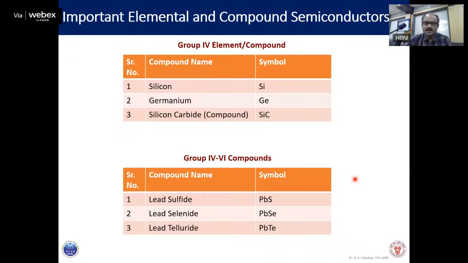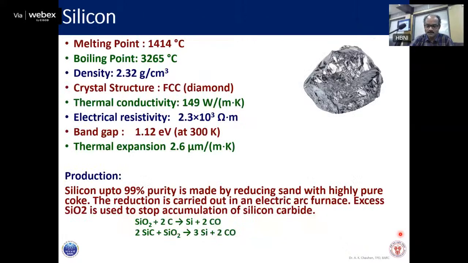So for the elemental and compound semiconductors, as we saw in the first few classes also, silicon and germanium are the most important elemental semiconductors. And the group IV compound semiconductor is silicon carbide. If we see the IV-VI compounds, lead sulfide, lead selenide, lead telluride, these are the important compound semiconductors.